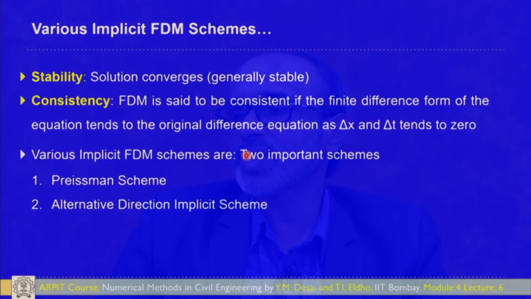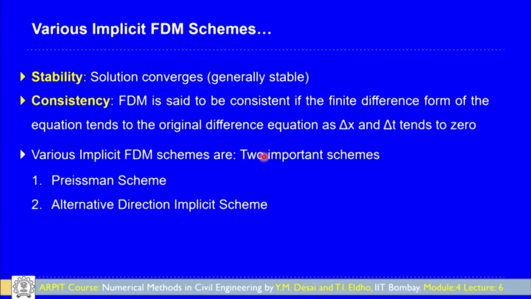But many times, for large scale problems like aquifer problems, we need to simulate for so many years, say 10 years, 20 years or 100 years. Then using a small time step is very difficult. That is why implicit schemes are important. There are various implicit finite difference schemes available in the literature.